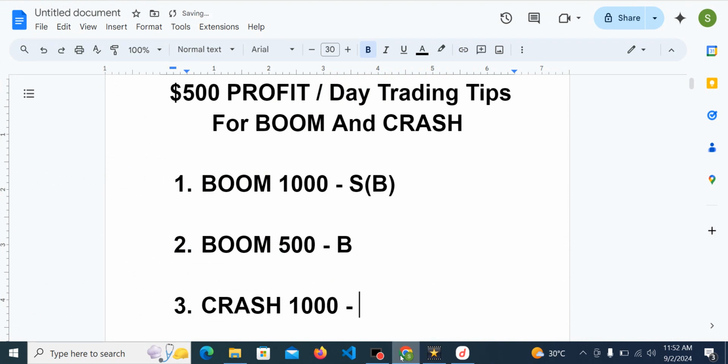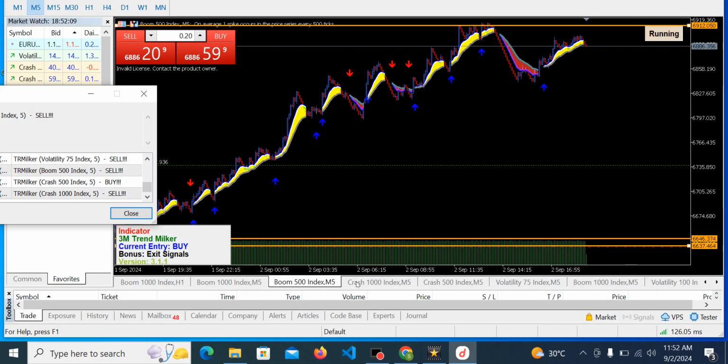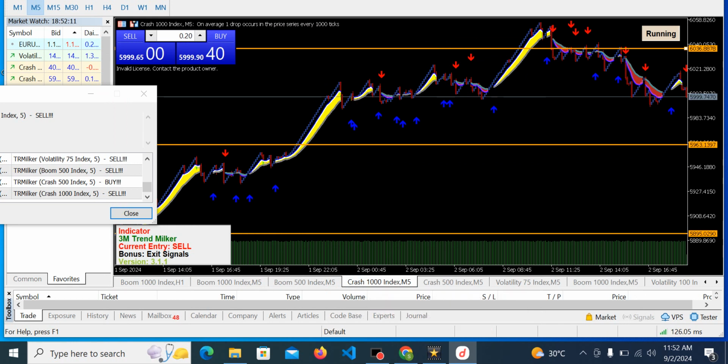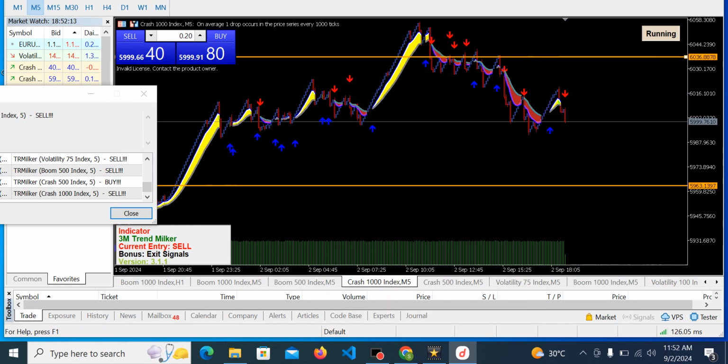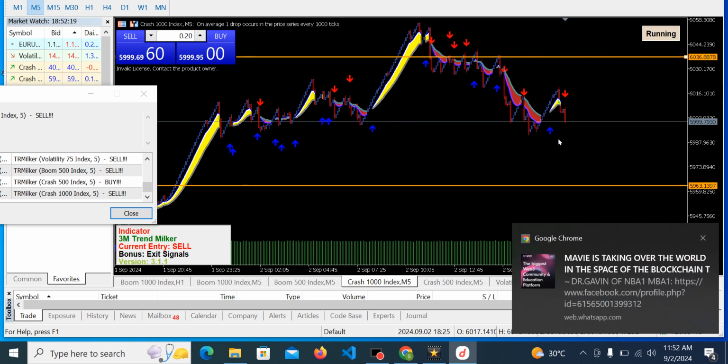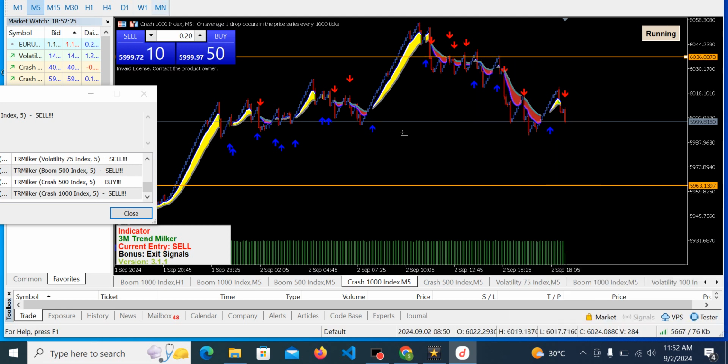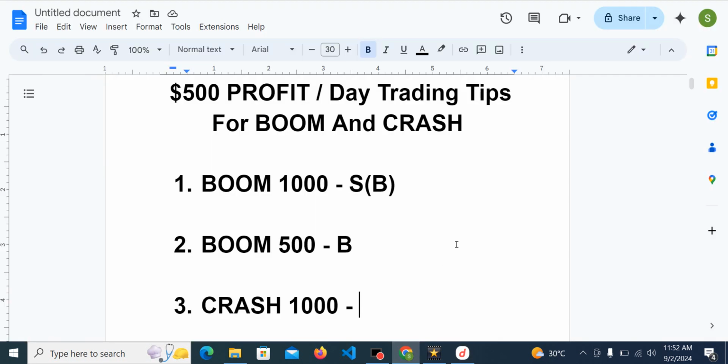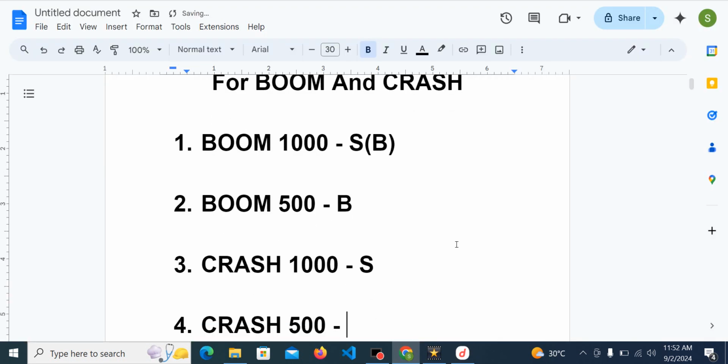Okay, next asset is going to be Crash 1000. Let's check it out. This is Crash 1000, and of course it was on an uptrend before, but got to this resistance, was unable to go above that, so it started selling right from there. So at the moment this is going to be more of a selling opportunity than a buying opportunity, but we need it to break out below the support zone. Okay, so this is very important. So this is going to be more of a selling opportunity.